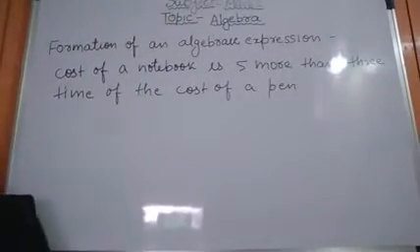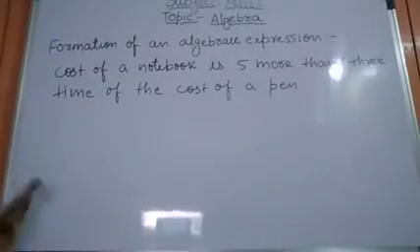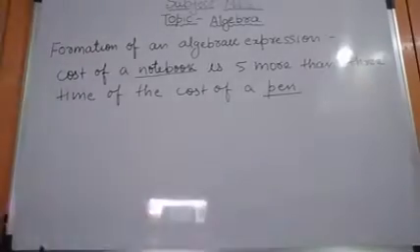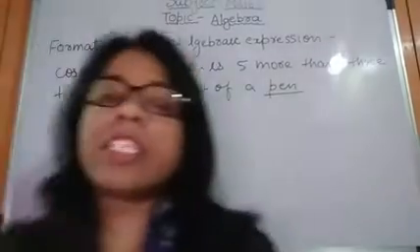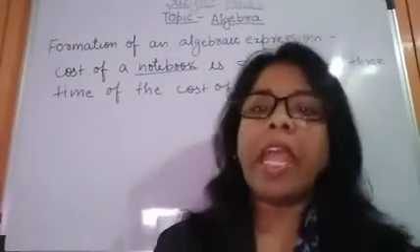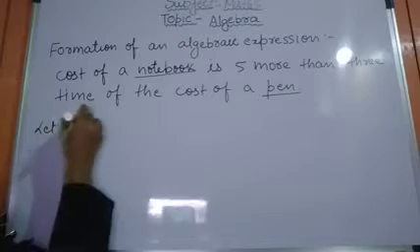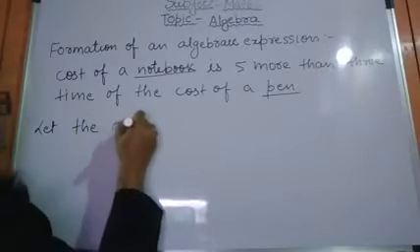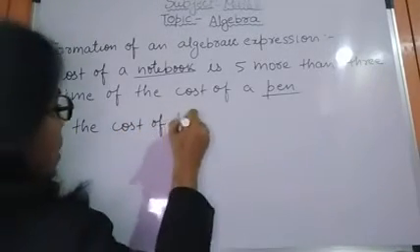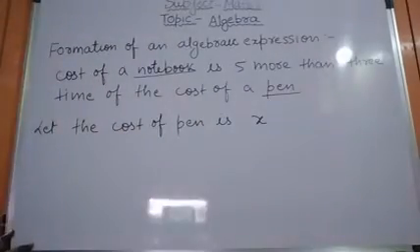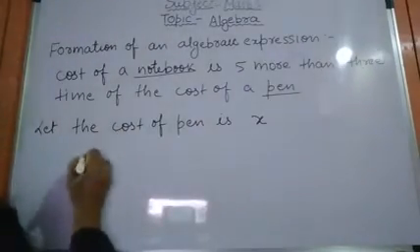So first of all, we don't know anything. We don't know the cost of the notebook. We don't know the cost of the pen. We only know the relation between the cost of the pen and the cost of the notebook. So we can write here, let the cost of the pen be x. Fine. Cost of pen is x.